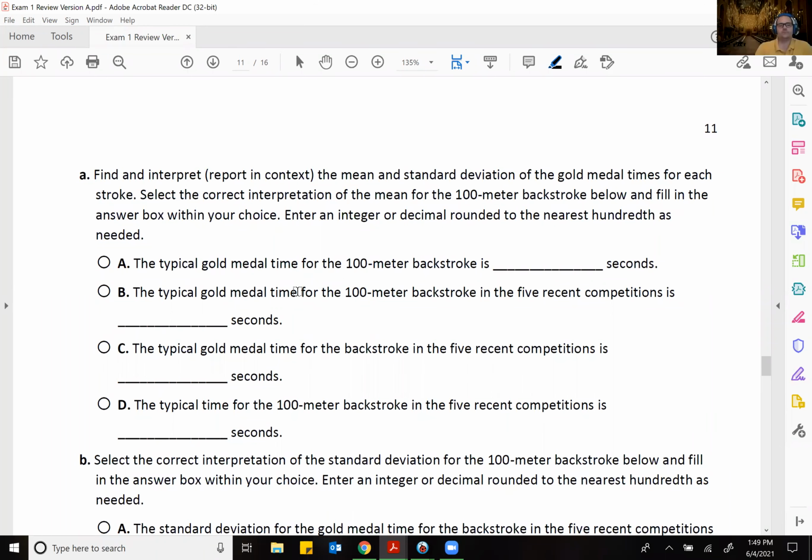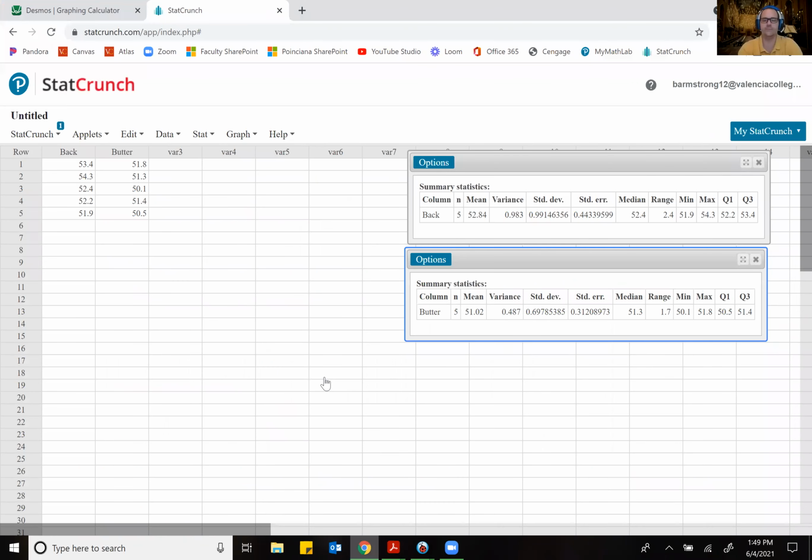All right, so which one of these answers should we pick? B. All right. And what goes in the blank then? The mean. What is the mean? The mean for the backstroke is 52.84. There you go. Now, let's talk about why we're choosing B.